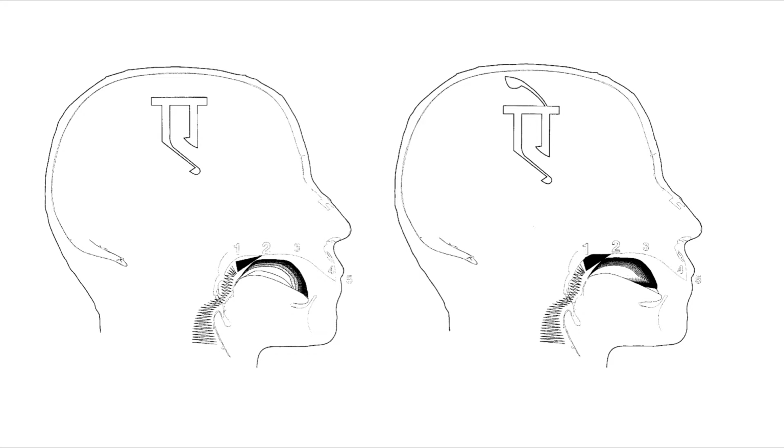Compare the two again. Both letters are combinations of position 1 and 2. The first is contracted, direct. The second is expanded. It rolls along the roof of the mouth from position 1 to 2.